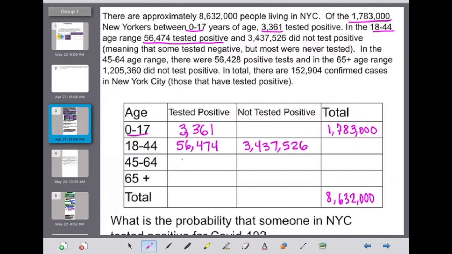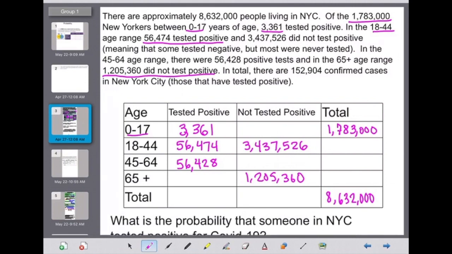In the 45 to 64 age range, there were 56,428 people that had positive tests. And then in the 65 plus age range, 1,205,360 did not test positive.